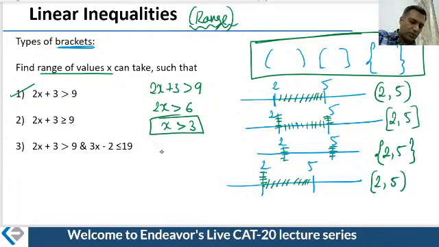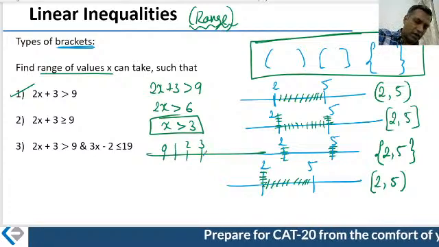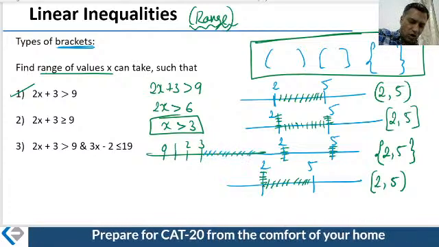How do I represent this on the number line? You take a number line. There are points here: 0, 1, 2 and 3. Now you are saying that x can take all the values greater than 3. You go on and on and on, till where? Till infinity.